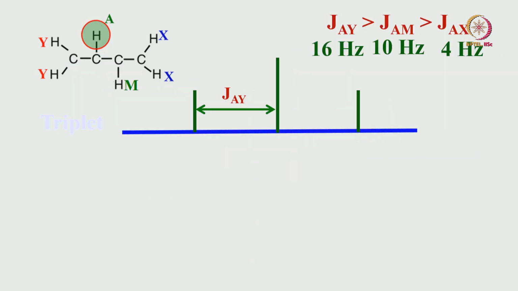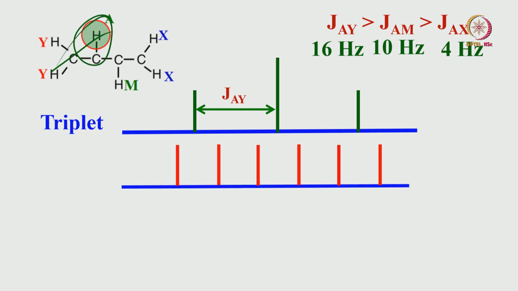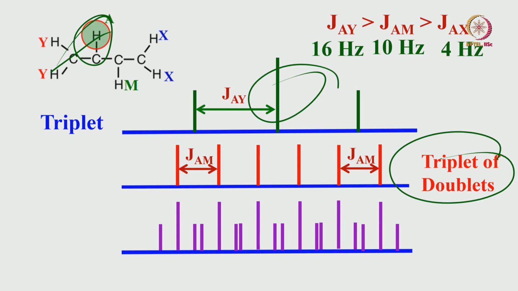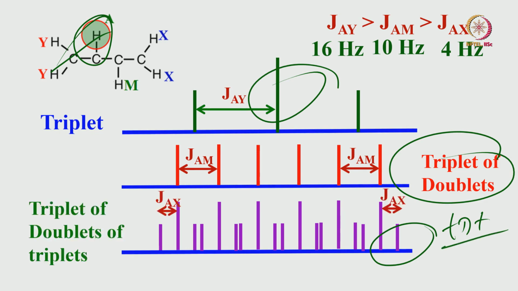What happens if you take the other coupling larger? Instead of a doublet, if this coupling is larger, first it is going to be a triplet, and each line of the triplet is split into a doublet because of M, and each line of the doublet is further split into a triplet because of the other coupling. Then what do we call this pattern? First is a triplet, then doublets, now triplets. It is called a triplet of doublets of triplets. This is the nomenclature you have to use.